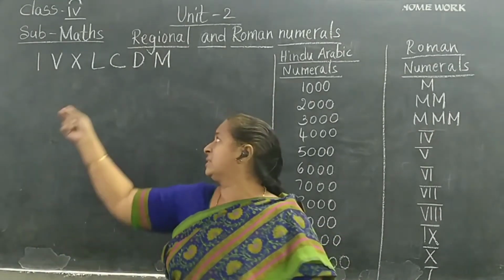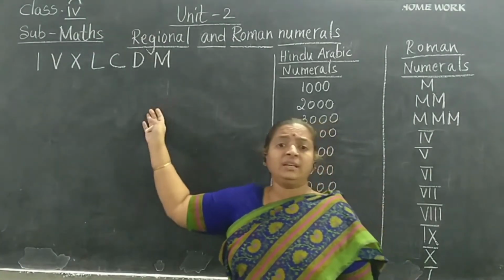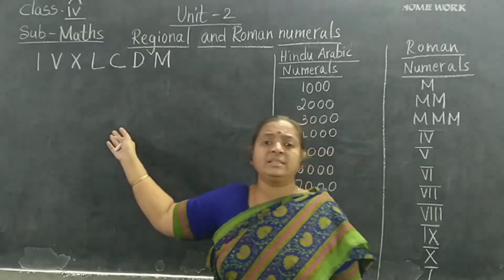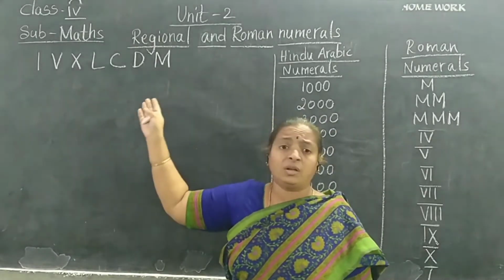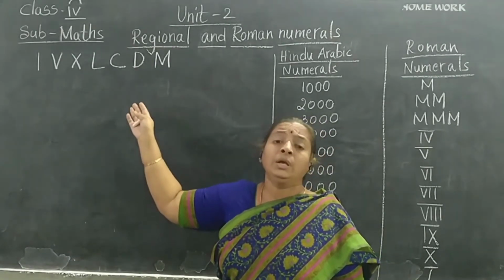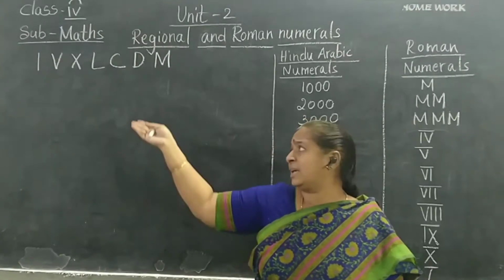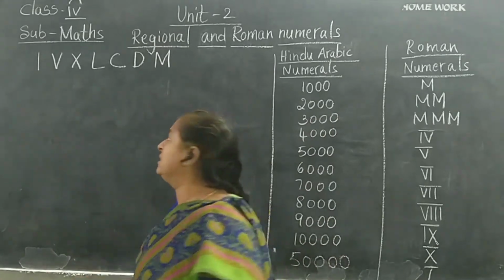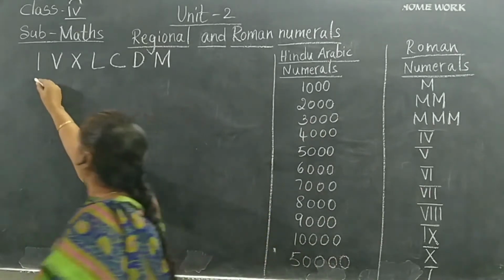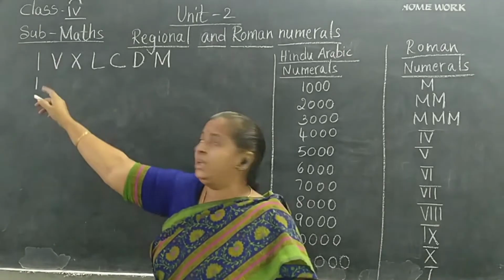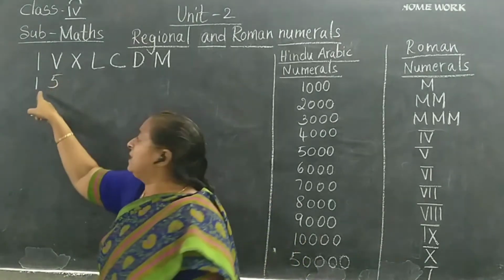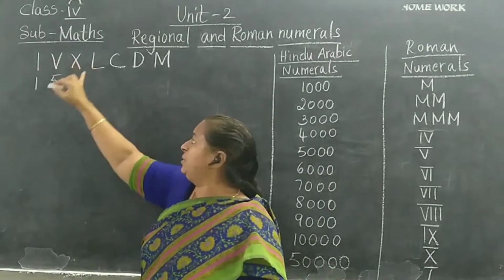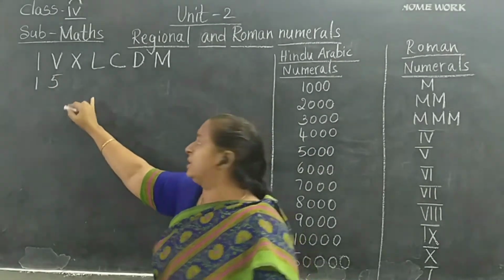These are alphabets. The Romans invented these, so they are called Roman numerals. I have told you their values also. Let me remind you once: this is I, which means 1. This is V, which means 5. These are Indo-Arabic numerals, and these are Roman numerals, each with its equivalent value.